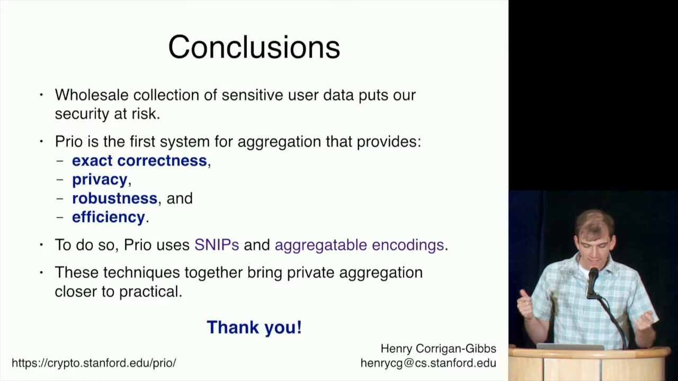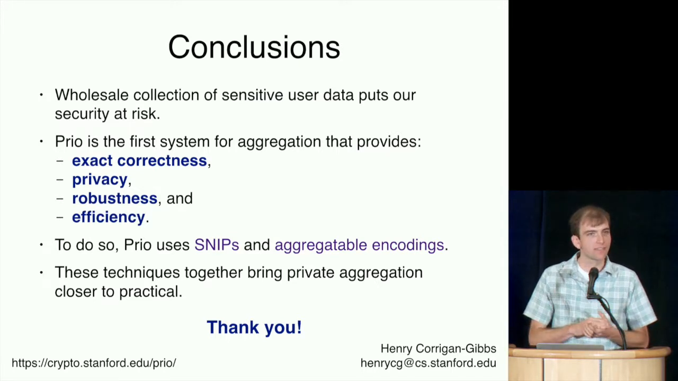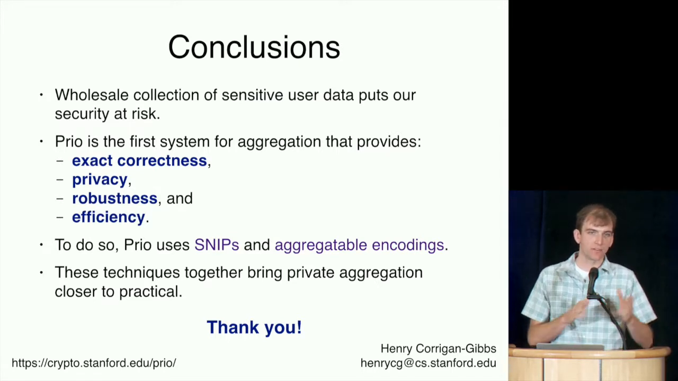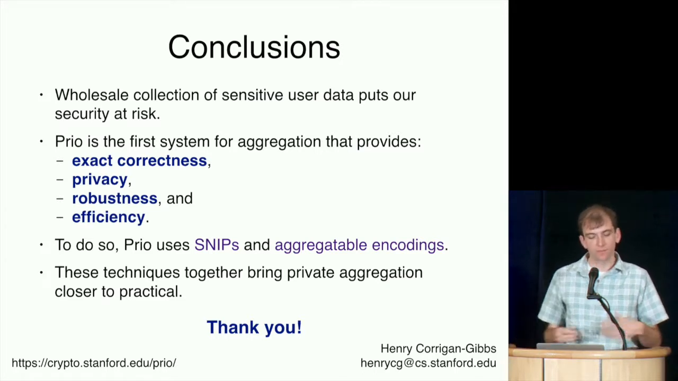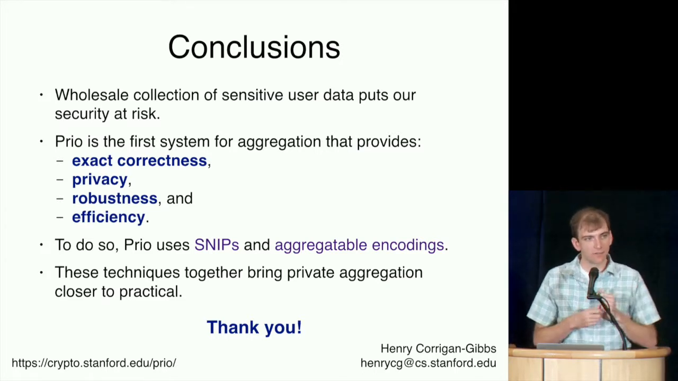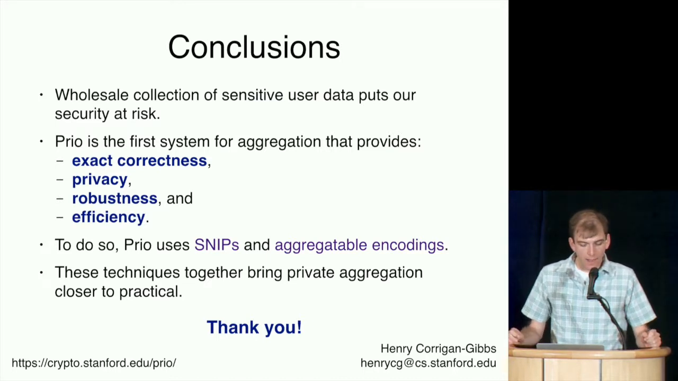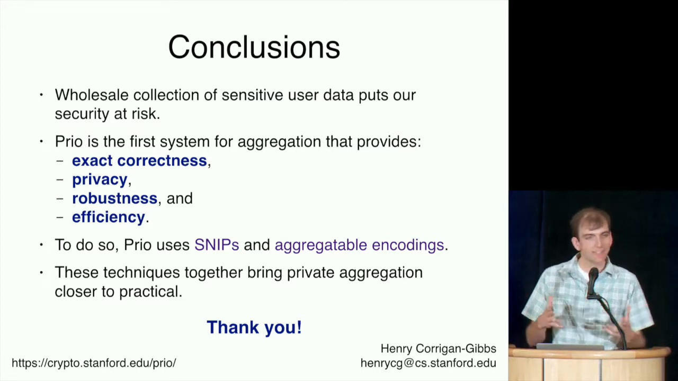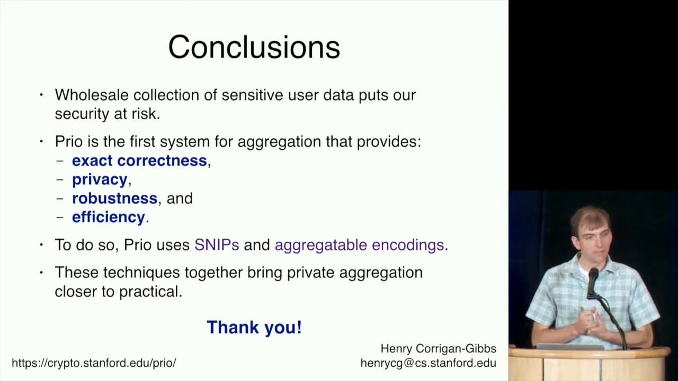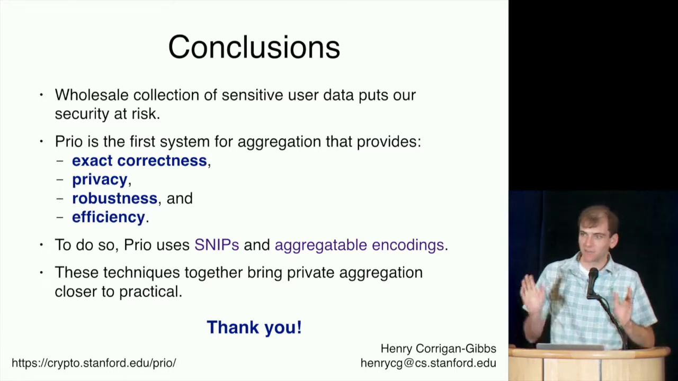So I think wholesale collection of sensitive user data, as is happening now with our sensors and our phones, really puts our security at risk. And the system called Prio is a step in the direction of removing this risk. So we provide these 4 properties I mentioned using 2 new cryptographic techniques, this new proof technique and some new encodings. And I think together these techniques bring private aggregation much closer than it has ever been to practical. So thanks, and happy to take your questions now.